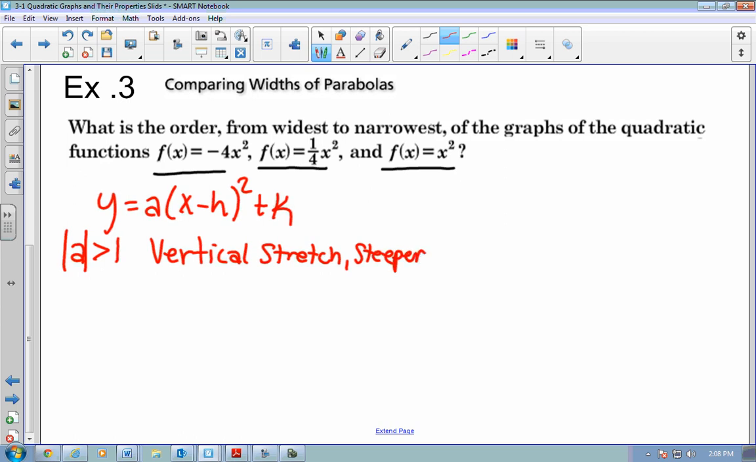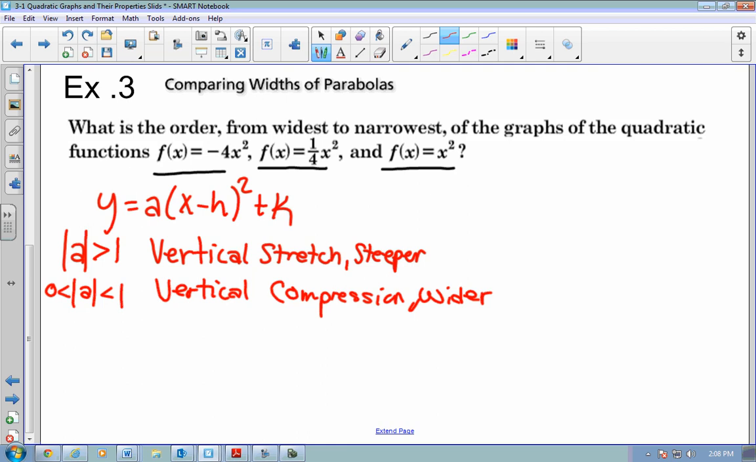The other one we didn't have time to graph. If we graphed a fraction, guess what would happen? It's not going to get steeper. What's going to happen? Wider. That's the vertical compression, because when you compress something, it oozes out the sides. So if we have a fraction between 0 and 1, we have a vertical compression. Or it's going to get wider than the parent function.